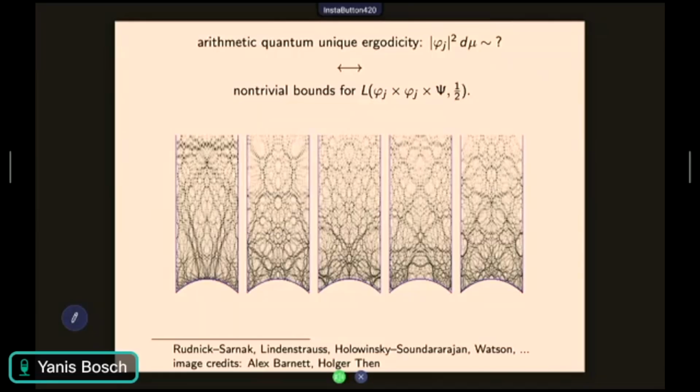This is a problem that was resolved in a qualitative form by Lindenstrauss, but in its original quantitative form remains open. And it would in any event follow from bounds for a suitable family of L functions of degree 8, which are still open today. So that's one of the motivating problems in the subject still.